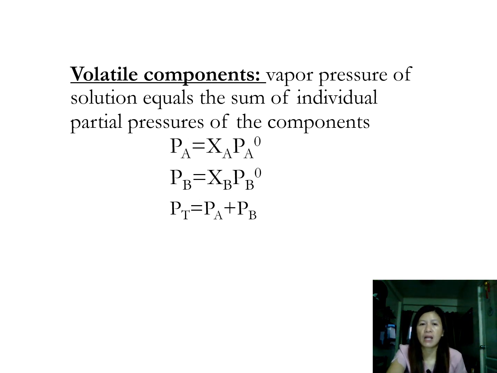If you have several volatile components dissolved in a certain solvent, then you use Dalton's law of pressure. But first, you compute the individual vapor pressures exerted by the components, and then you use Dalton's gas law equation, which is that the total pressure equals the sum of the partial pressures exerted by the individual gases in the mixture.